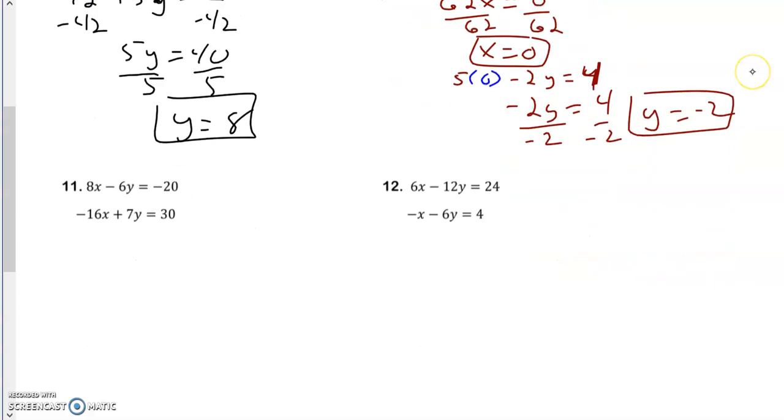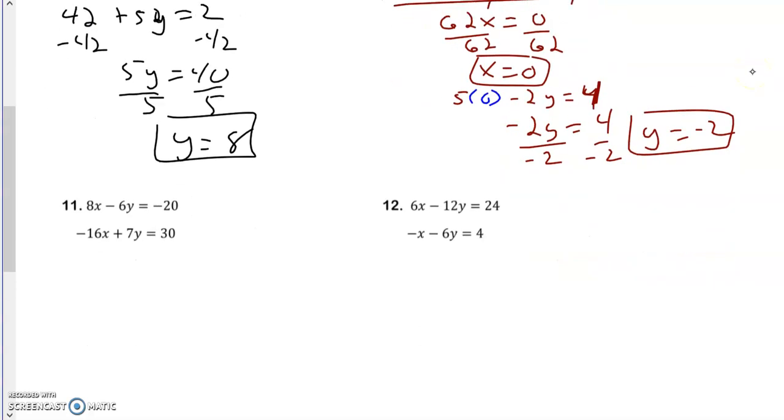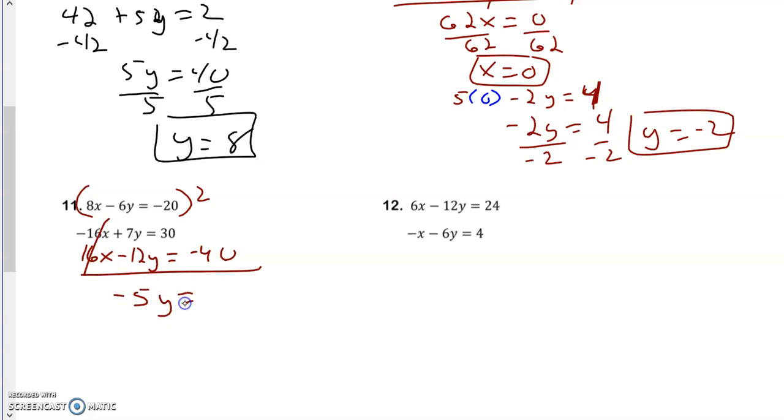Taking a look at the next one, I'm going to see which one I'm going to get rid of. And taking a quick peek at that, I think I'm going to get rid of the x, because 6 and 7 is 52. But if I just multiply the top one by a 2, I can get 16, and I can simplify by that. So 2 times 8 is a positive 16x minus 12y equals negative 40. The 16s cancel out, and I get a negative 5y equals negative 10. I'm going to divide by negative 5, and y equals 2.